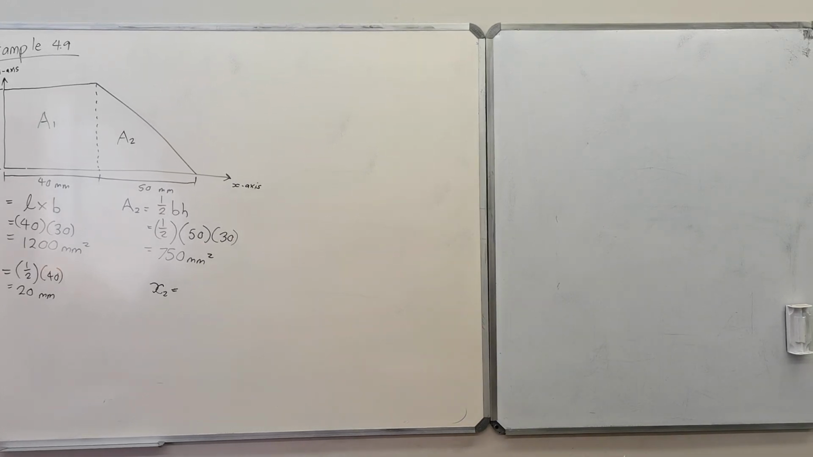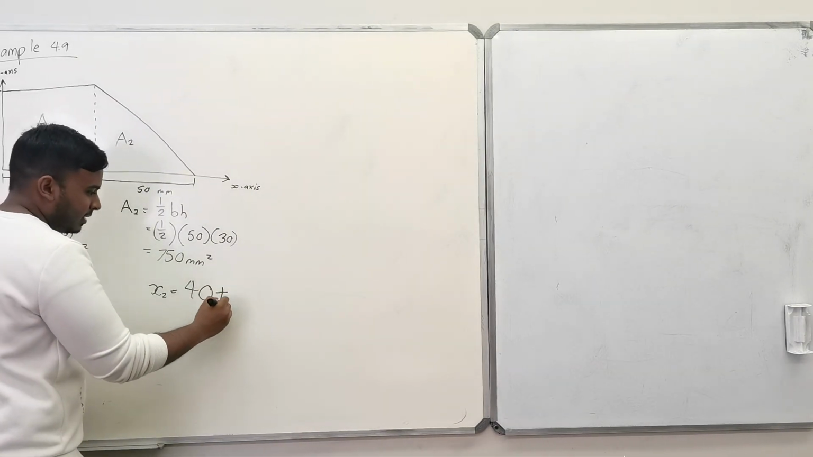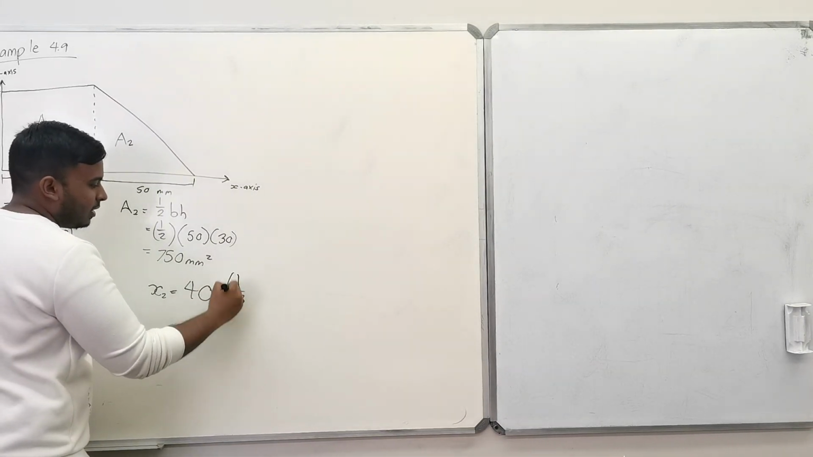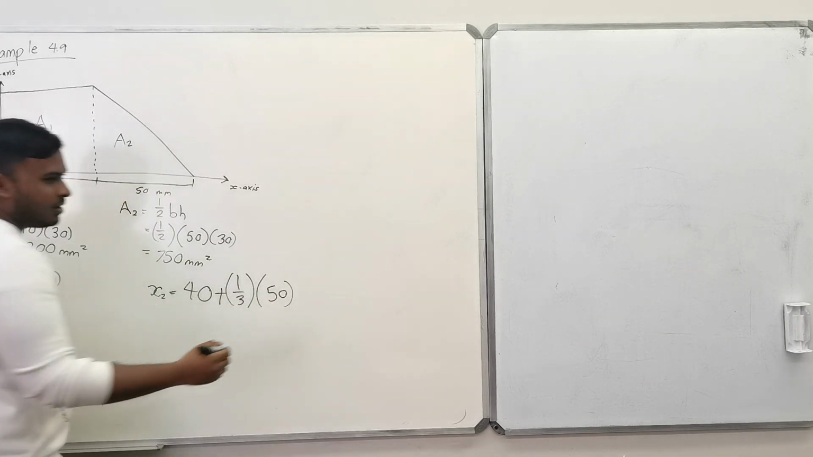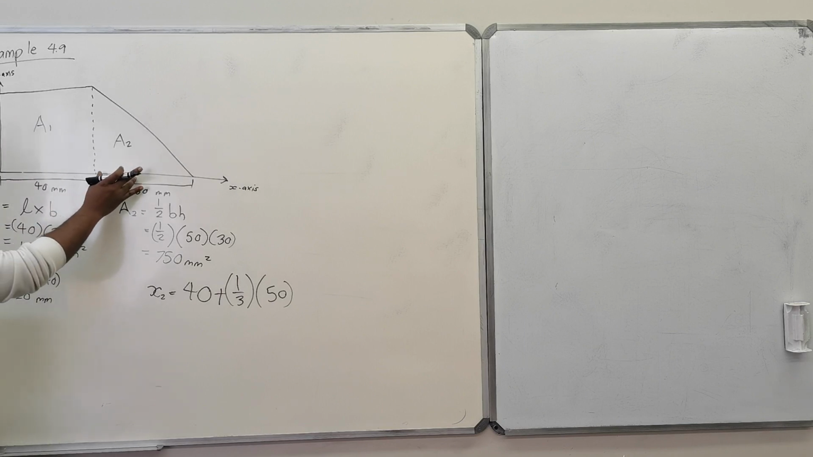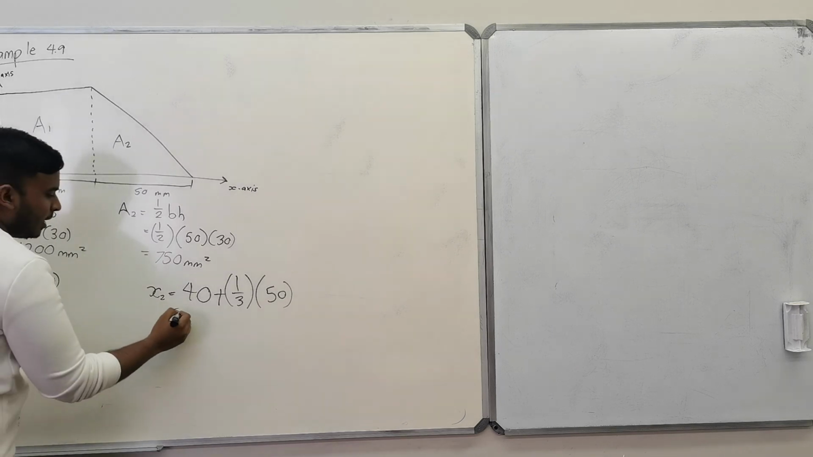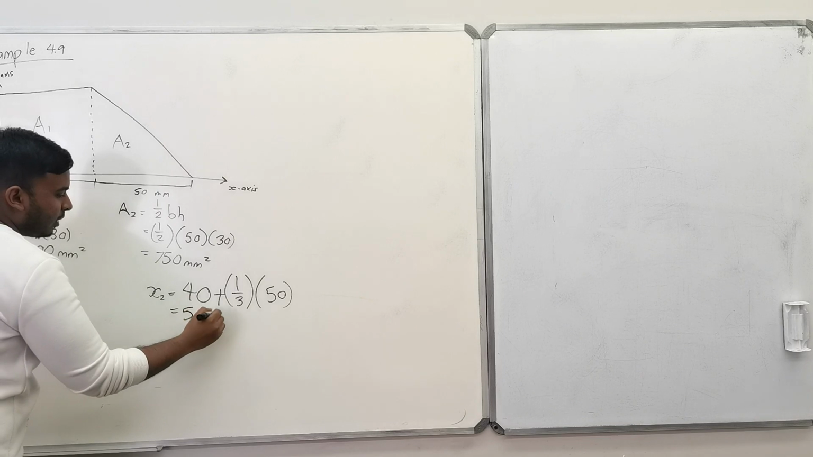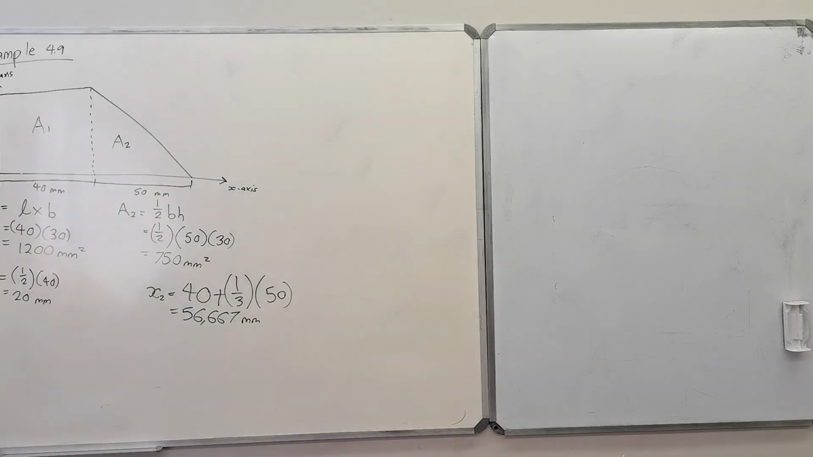Okay, so when you're working this out, this would be 40 plus 1 over 3 times 50. Do you understand that? It will be 40 plus whatever the center point is here. That will give you the location of the x coordinate. And this here would be 56.667 millimeters. Understand? Okay.